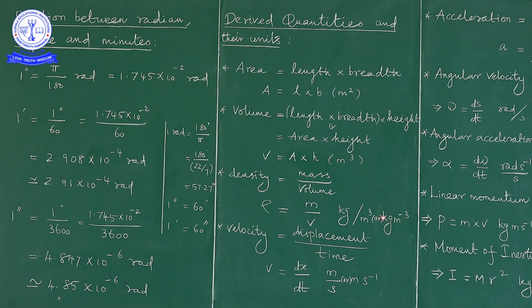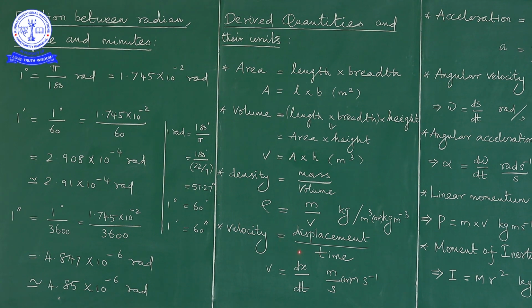How does it come? Quantities present in the denominator, when shifted to the numerator, have the sign of the power changed. So in the denominator you have the positive value, and when transferred to the numerator it becomes the negative value. That's why I am writing kilogram meter power minus 3.